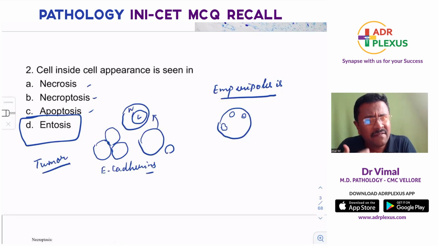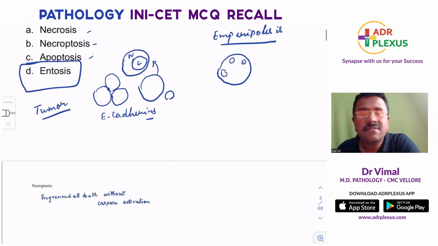And somehow it also favors the tumors. How does it favor the tumors? Tumor cells are usually deprived of nutrition. Because of the lack of nutrition, the tumor cells try to get energy and nutrition by entosis of the neighboring cells. So because of the loss of cadherins of the adjacent cells, entosis favors the tumor as well as fights against the tumor. It has a dual role, like your autophagy.